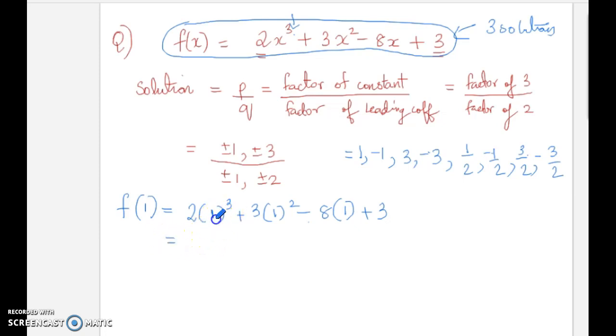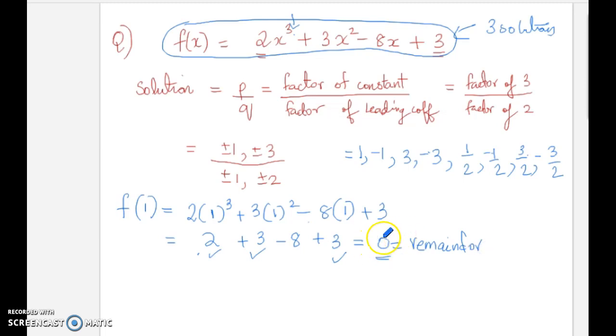1 cube is 1, 1 times 2 is 2, 1 square is 1, 1 times 3 is 3, minus 8 plus 3. So we get our answer as 2 plus 3 is 5 plus 3 is 8, that's positive 8. So it cancels with the negative 8 and we get our answer as 0. So remainder theorem says that when you evaluate a function at a certain number, whatever answer you get, that is your remainder.